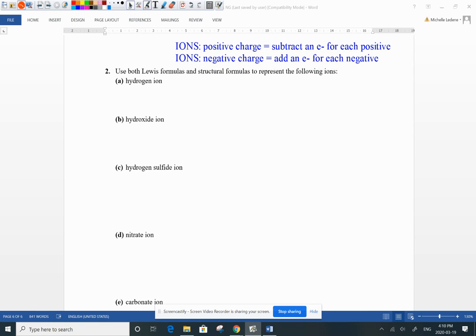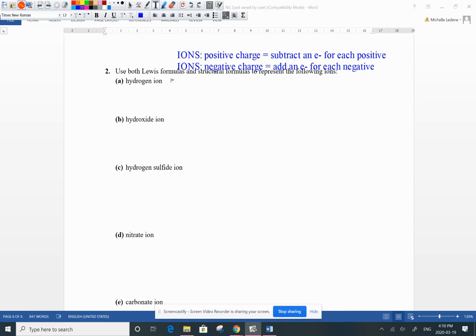Here we have the hydrogen ion, and you guys should know that that is H plus ion, right? H plus. And so that means that there is one hydrogen, and because it is a positive charge, we have to subtract one electron. So each hydrogen, we know, has just one valence electron. And now if we are subtracting one valence electron, 1 minus 1 is 0. There's 0 electrons in this diagram.